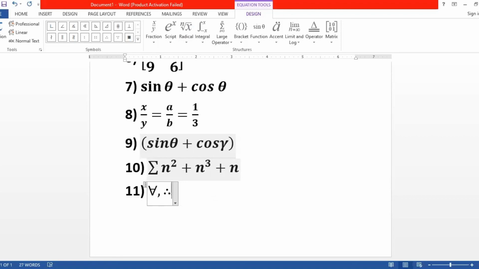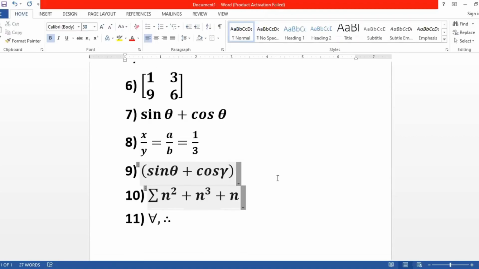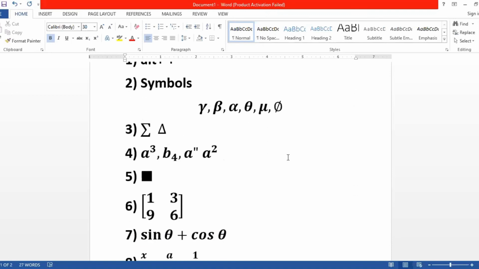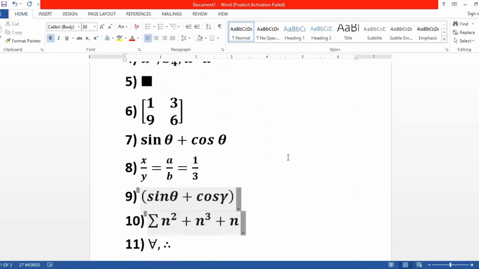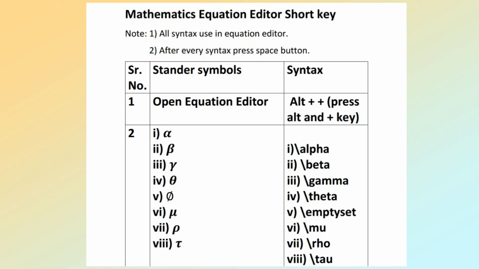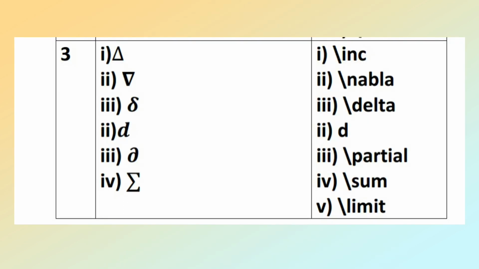There are a lot of symbols available in the equation editor. So these are some standard symbols which we frequently use in typing equations or mathematics research papers, or sometimes in books. Other than this, if we want any symbol, then you can search in the equation editor, and once we get the symbol, then we can use that particular symbol.